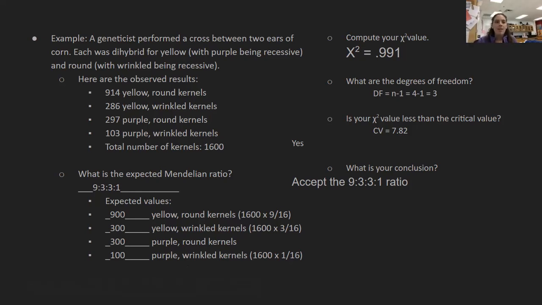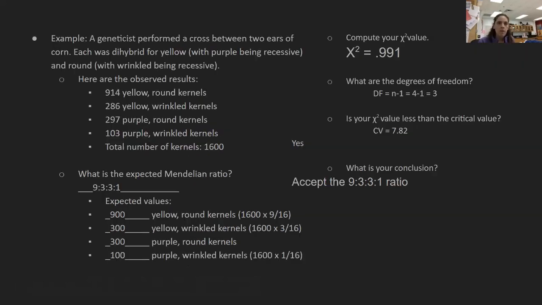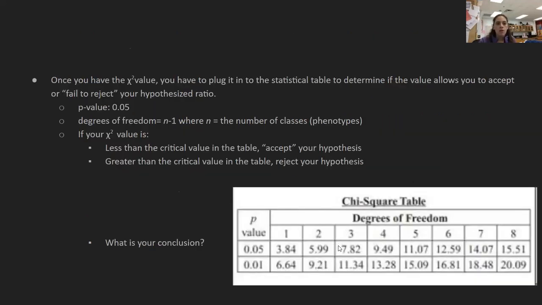So now to compute our chi-squared value, we can use our chart again. And so comparing our observed to our expected, here we have a chi-squared of 0.991. And now we can analyze that for an answer. So there's our chi-squared value. Our degrees of freedom, this time we had 4 groups. Take away 1, that leaves us with 3 degrees of freedom. So on our chart, our critical value now is 7.82.